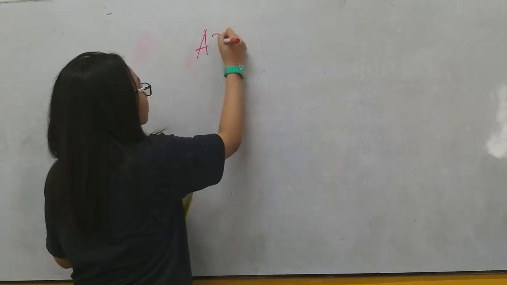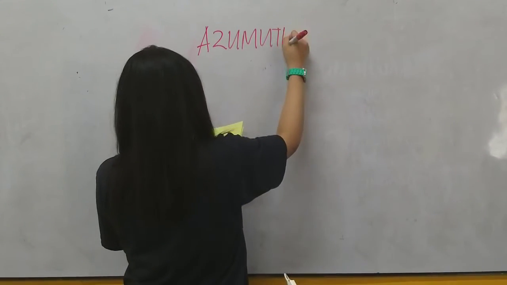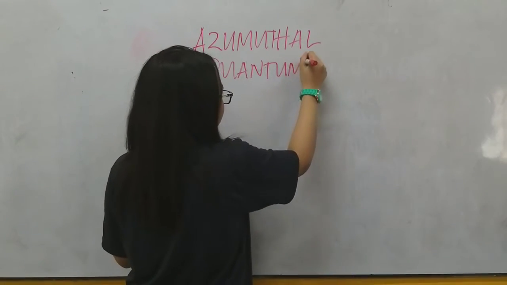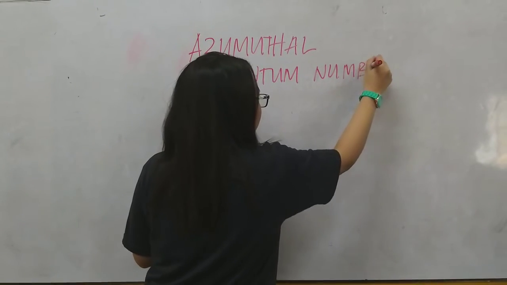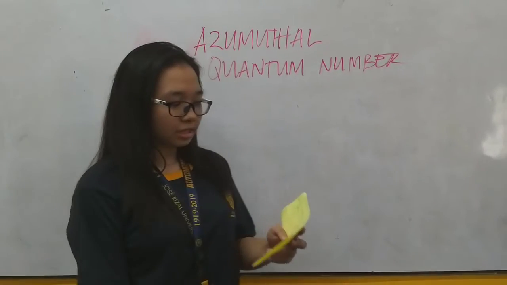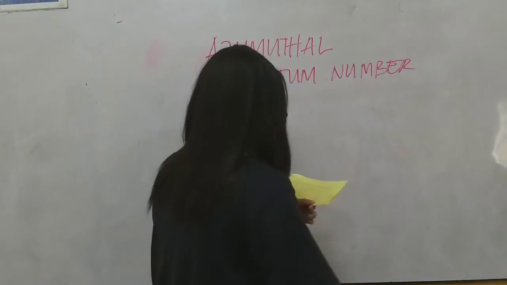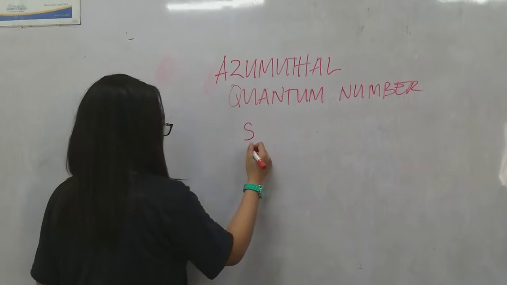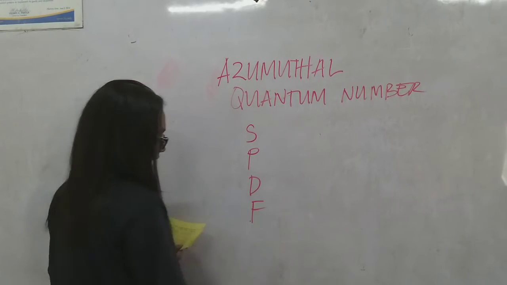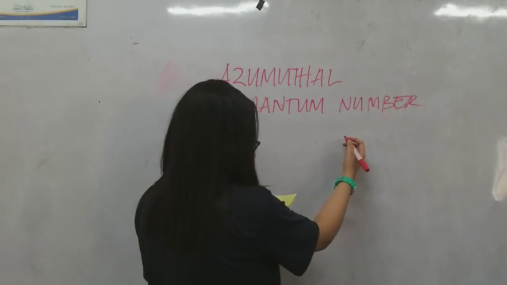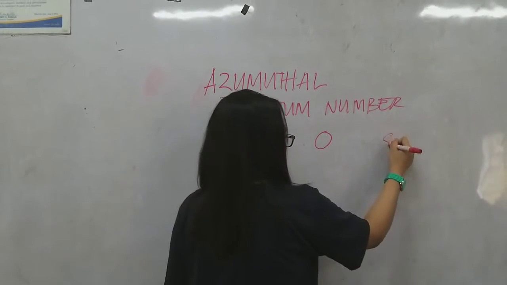The second is the azimuthal quantum number. It is also known as the angular momentum. It indicates the shape of the orbit. The sublevels S, P, D, F have distinct shapes for their orbits, where sublevel S is spherical.